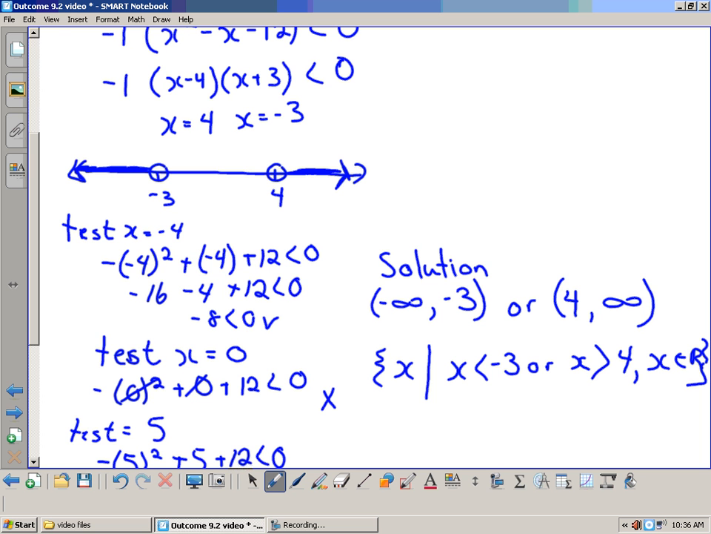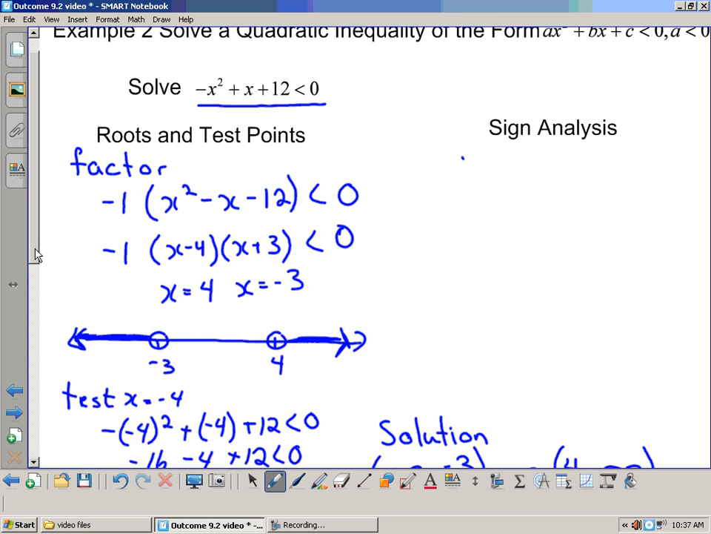Okay, let's look at another way of solving this. We're going to use something called sign analysis. For sign analysis, the first steps are the same. We want to get to this point where our inequality is factored. To do a sign analysis, we are also going to draw a number line.